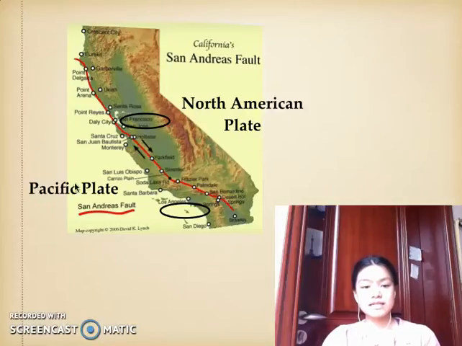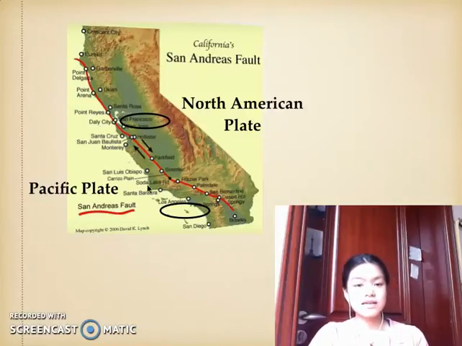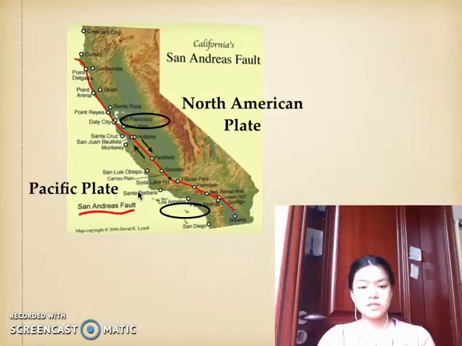North American plate and Pacific plate are sliding past each other at a rate of about 6 centimeters per year. That means about 1 million years later, Los Angeles and San Francisco will be side by side. And transform plate boundary is known for having a lot of earthquakes. So California is also known as a very famous seismic belt.